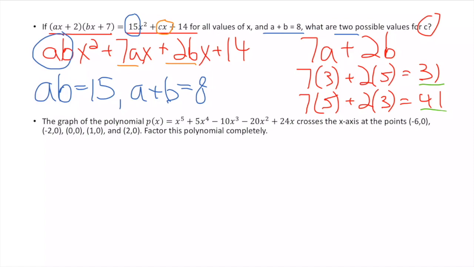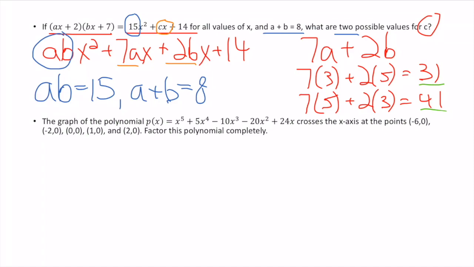So the graph of the polynomial p of x equals x to the 5 plus 5x to the 4 minus 10x cubed minus 20x squared plus 24x crosses the x-axis at the points (-6, 0), (-2, 0), (0, 0), (1, 0), and (2, 0). It says factor this polynomial completely. Okay, so sounds quite complicated.